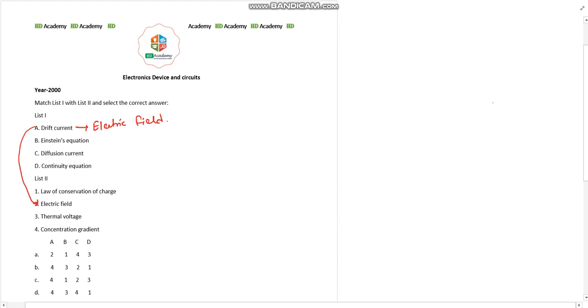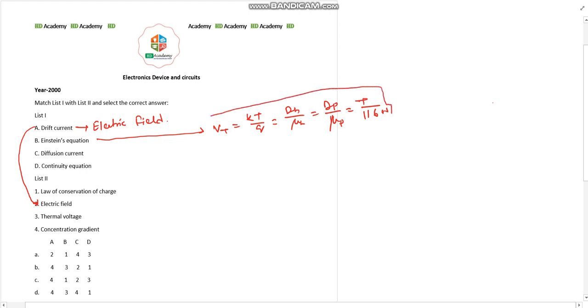B is the Einstein equation. We know the Einstein equation is related to thermal voltage Vt, which is equal to kT by q, equal to Dn by mu n, equal to Dp by mu p, equal to T by 11,600. Remember this equation, it is very important. A lot of questions come from this equation. So the Einstein equation is related to thermal voltage.